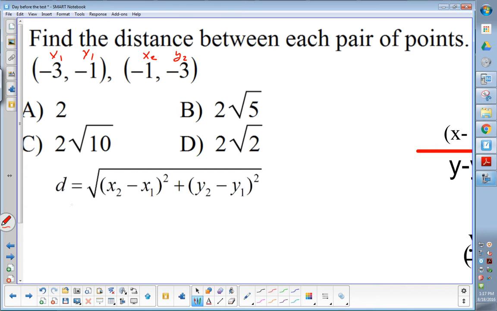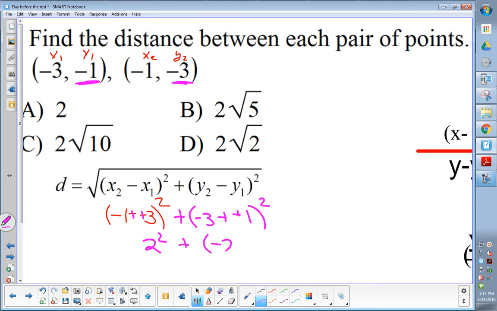So if we're doing distance formula, it's x sub 2, negative 1, minus x sub 1, negative 3, squared. What happens when I minus a negative? Plus y sub 2 minus y sub 1 minus a negative. So it becomes plus negative 1 plus 3 is 2 squared, plus negative 3 plus 1 is negative 2 squared. When I take a negative 2 and I square it, it gets me positive 4. 4 plus 4 is 8.